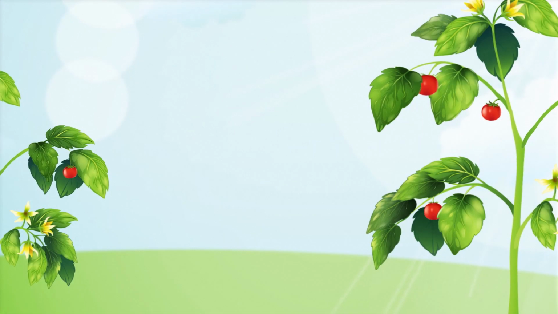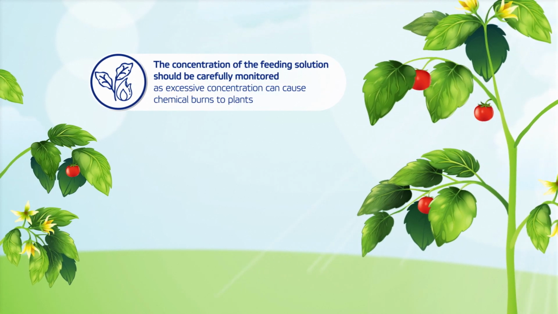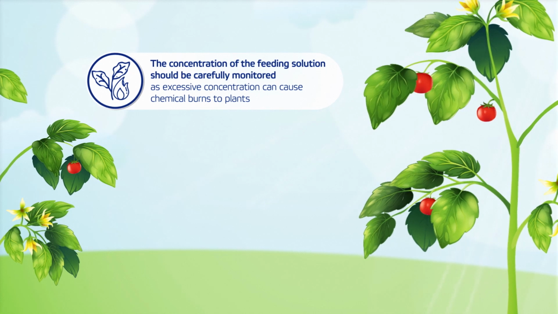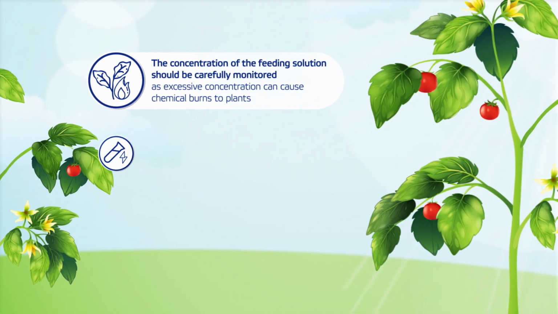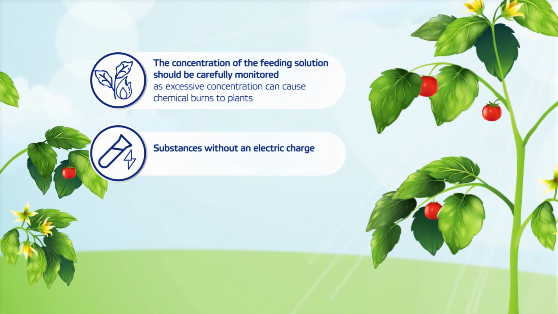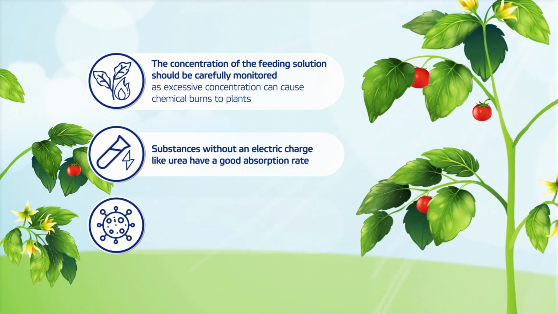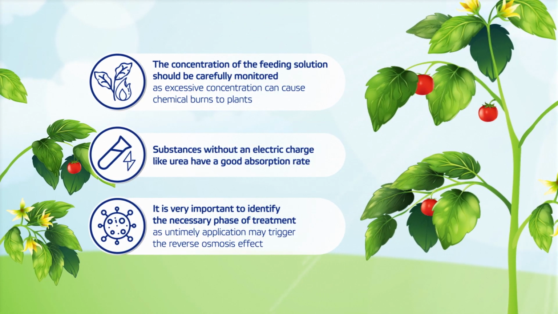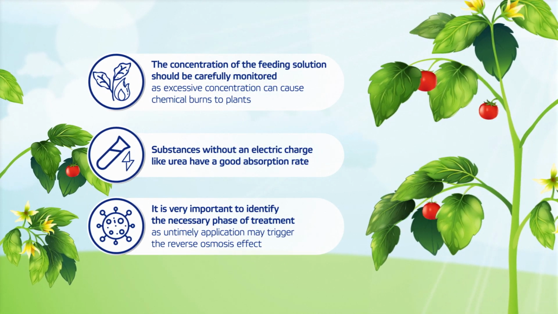A number of considerations should be taken into account during foliar feeding of plants. First of all, the concentration of the feeding solution should be carefully monitored, as excessive concentration can cause chemical burns to plants. Secondly, substances without an electric charge like urea have a good absorption rate. It is therefore very important to identify the necessary phase of treatment, as untimely application may trigger the reverse osmosis effect.